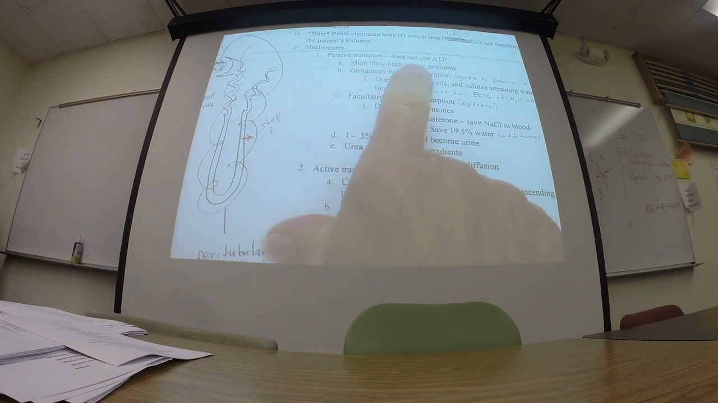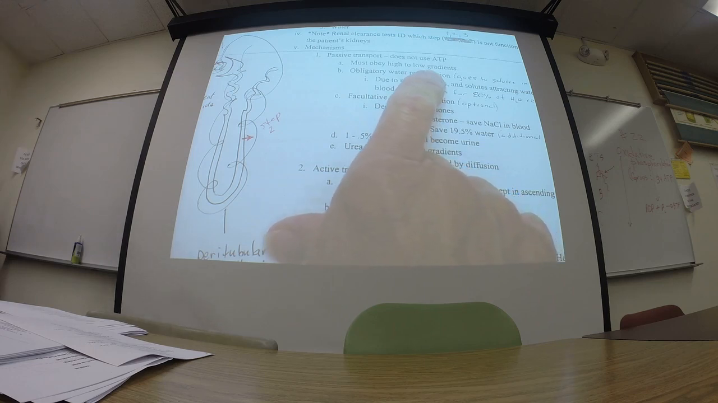But there are certain rules that have to apply if it's not going to cost you ATP. You have to be going from a high to low gradient. Now there's different kinds of gradients. You could be going from a high to low concentration gradient, like a lot of water here, not much water there. That would be a concentration gradient.